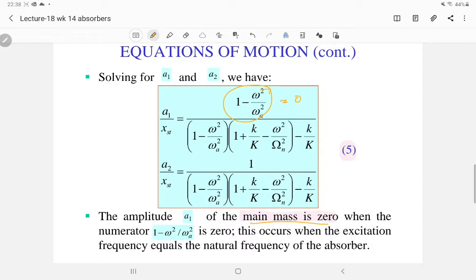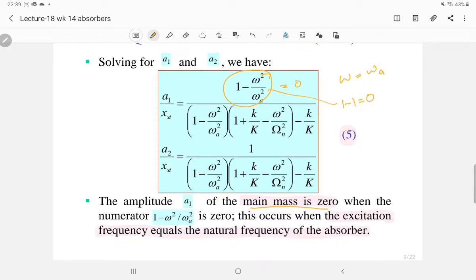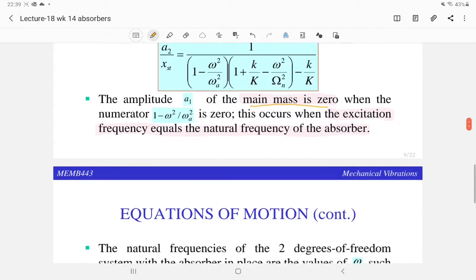So when does it occur? You can see clearly that it occurs when the excitation frequency equals the natural frequency of the absorber. In other words, if you look at this expression, you want omega equals omega A, so that term becomes 1 minus 1, which is 0. So that's the criterion that we want.